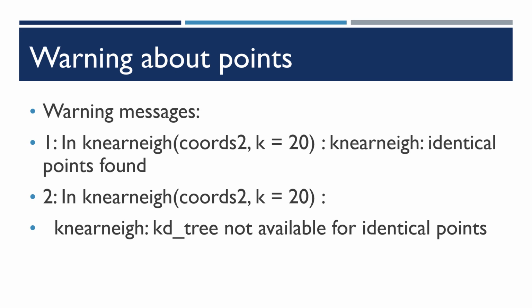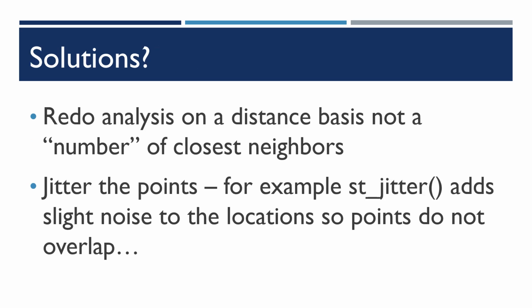We didn't address it in this calculation because we're going to address it in the next one. So let's take a look at what we're doing next. Well, first let's talk about how we're going to fix it, and then we'll look at it. You could redo the analysis on a distance basis and not use the number of closest neighbors, but just say everybody within a mile or 50 miles or 20 miles.